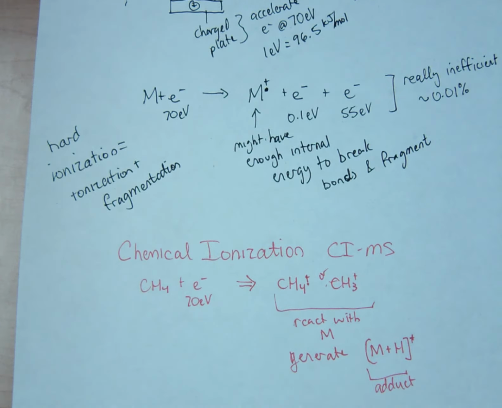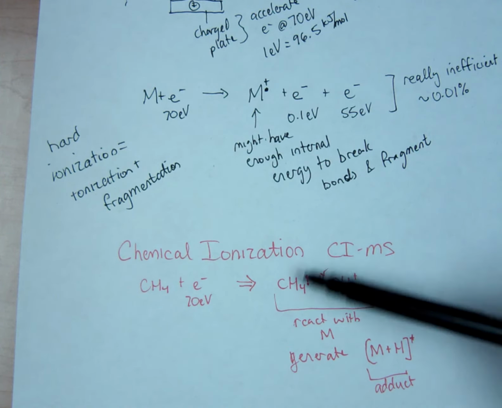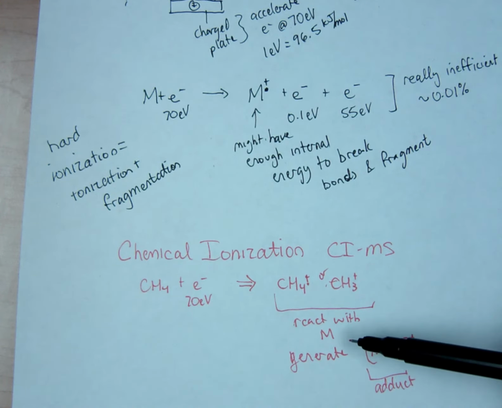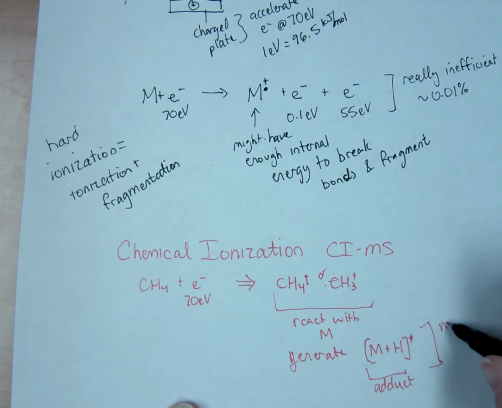Okay. Now, what does this mean about our final molecule that we see on our mass spectrum? Well, in the process of all of the reactions that lead to these intermediates that then react with the molecule of interest, there's a lot of energy losses along the way. And so when we make this final adduct, this is particularly stable and not going to fragment.